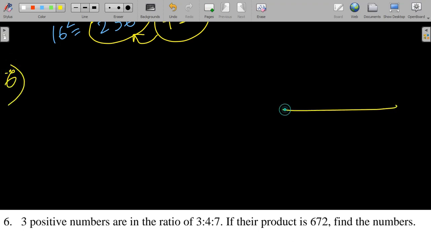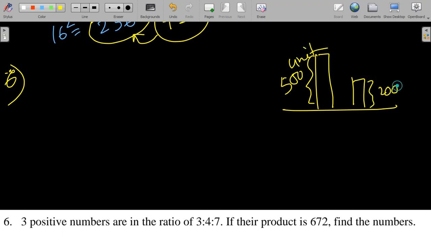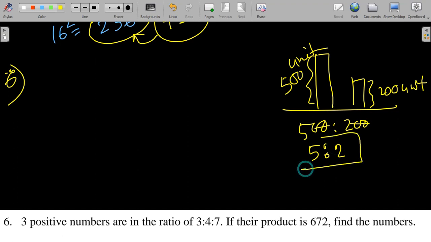Suppose there are 2 buildings. Here is a building, here is a building. Suppose the height of one building is 500 units, and the other is 200 units. So what would be the ratio of them? 500 is to 200. We can cancel the zeros, so 5 is to 2. So the ratio of these 2 buildings is 5:2.